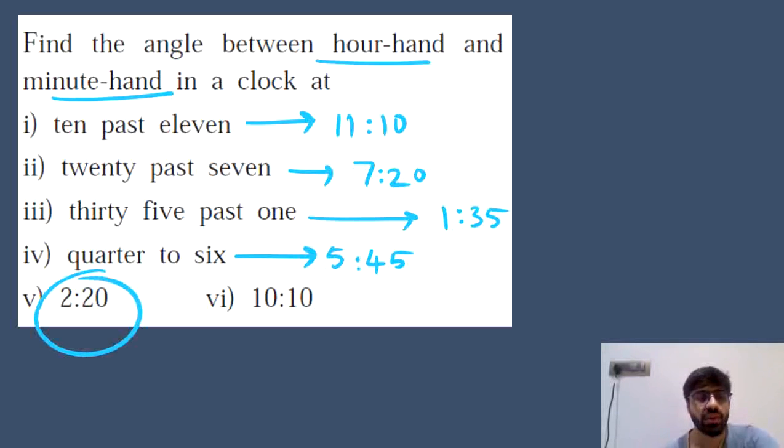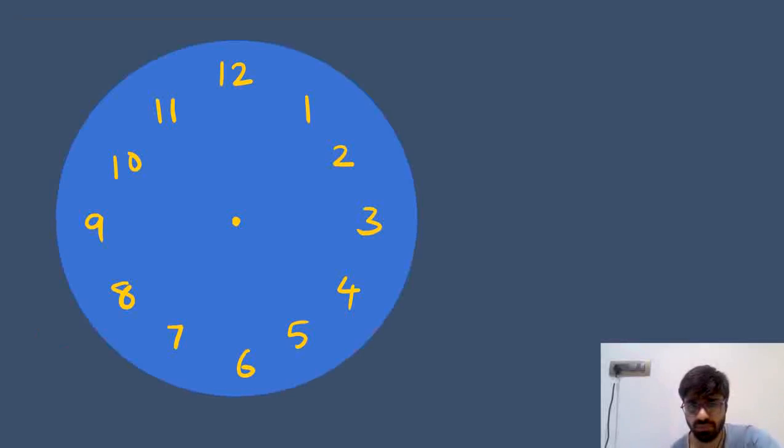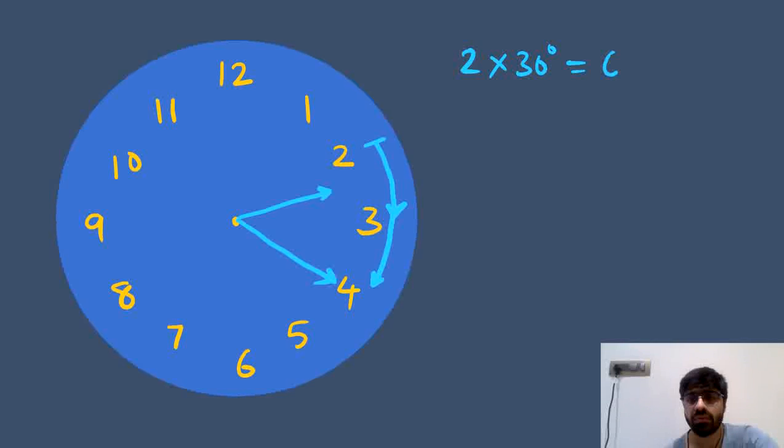So 2:20, when the timing is 2:20, the minute hand pointing exactly at 4, so the hour hand will be somewhere between 2 and 3. We will take the angle between the marks 2, 3 and 3, 4, 2 parts, so that angle will be equal to 60 degrees. When you point exactly at 2, it is basically this angle which was equal to 60 degrees, from which we need to eliminate this tiny angle.